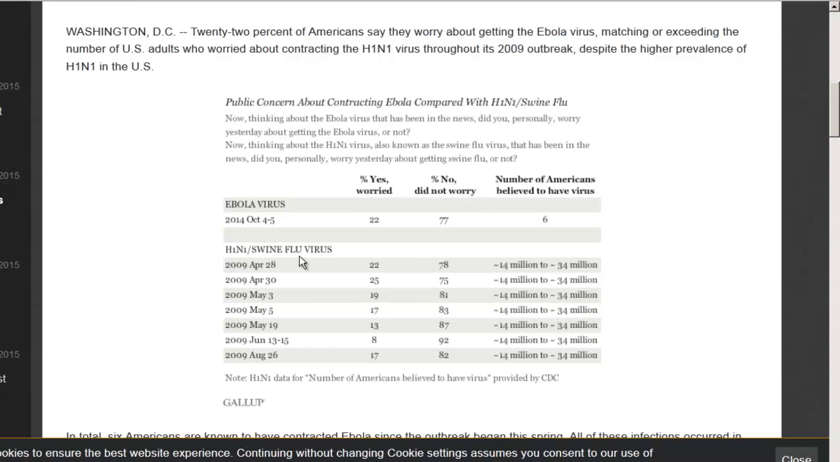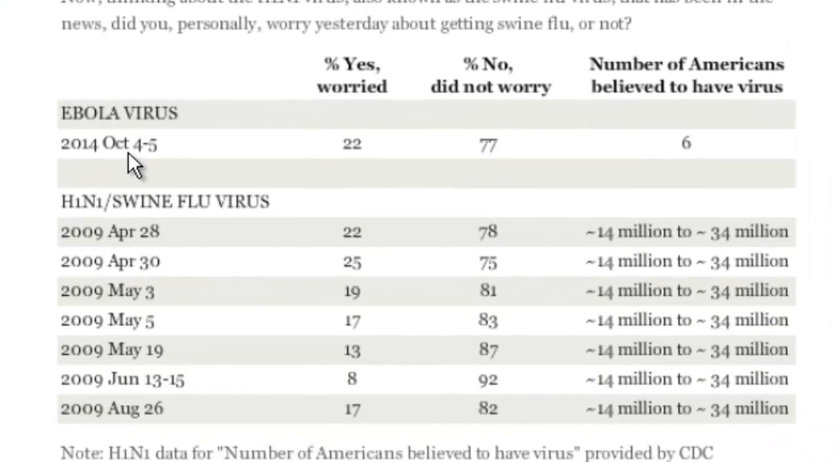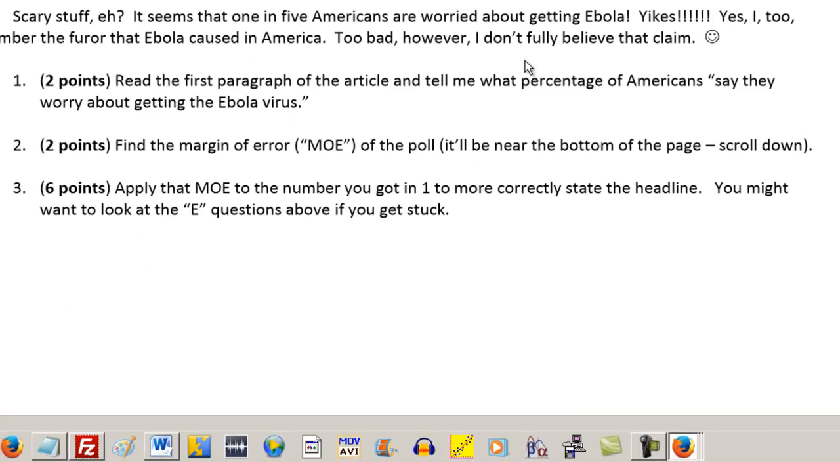There's lots of percentages here from 2009. There's your swine flu. And notice it said in 2009, 22% were worried and 22% are worried or were worried in October 2014 about Ebola. So that looks the same, right? 22 and 22. The problem is both of those statistics have the uncertainty of 4% going both ways. And that's what part 3 was on this quiz, is how to rewrite the headline so it's statistically correct.